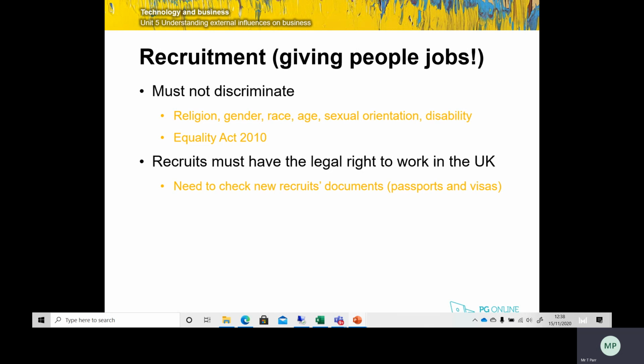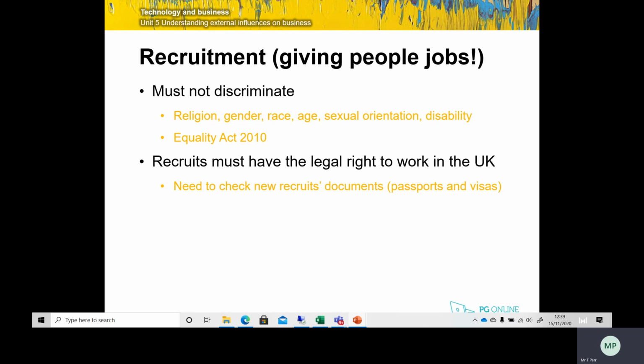Okay, and there are other areas you cannot discriminate against. You can't discriminate against people purely on those reasons. Okay, and that goes against the Equality Act, which is part of employment law. Okay, next thing is recruits must have the legal right to work in the UK.